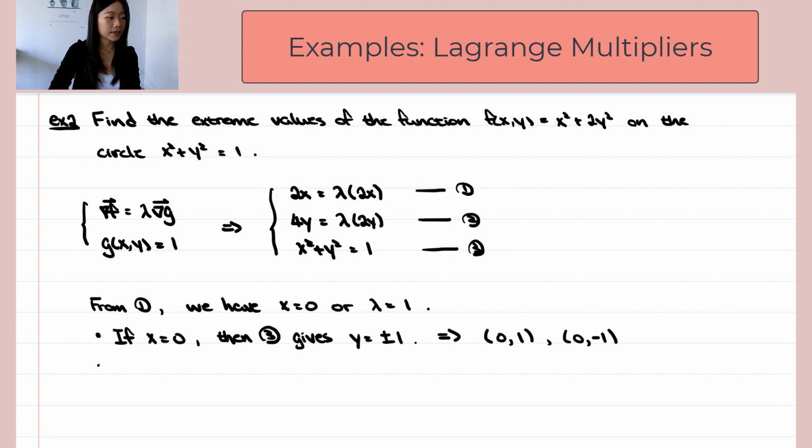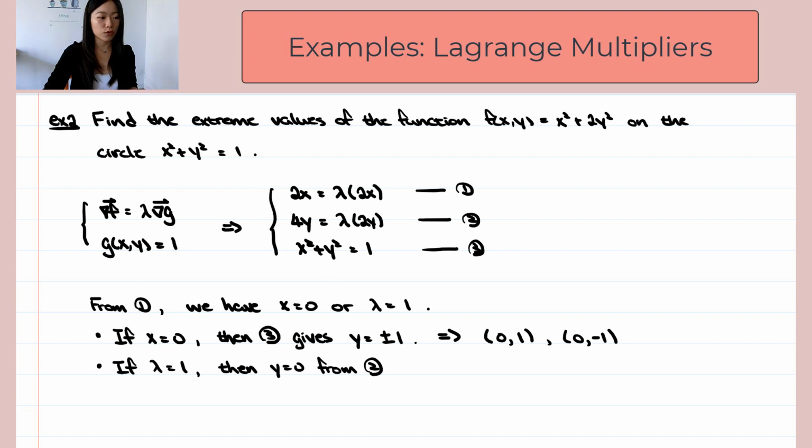How about the second case? If lambda equals 1, then equation 2 becomes 4y equals 2y. This equation is consistent if and only if y equals 0. And if y equals 0, we substitute that into equation 3, then we get x squared equals 1. That means x equals plus or minus 1. Then we also get 2 points from these two equations. First point, when x is positive 1 and y is 0. And the second point, when x is negative 1 and y is 0.